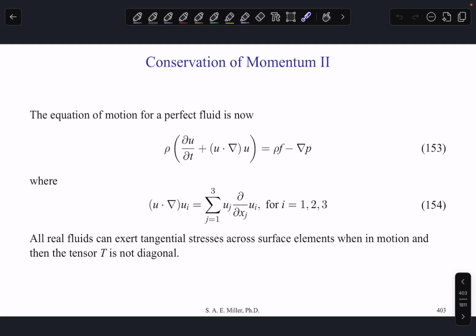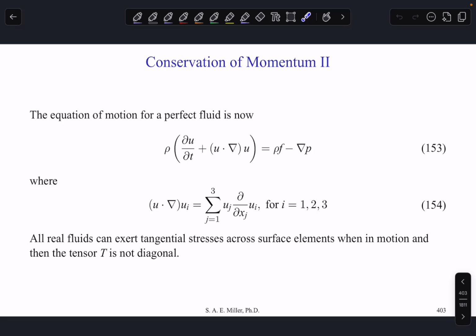Now the equation of motion for a perfect fluid can be written as 153: rho times the partial derivative of u with respect to t plus u dot nabla u equals rho f minus nabla p. Here we can also write u dot nabla u in a summation form, if we want to expand it out in Einstein or index notation, which we explained earlier in this class.